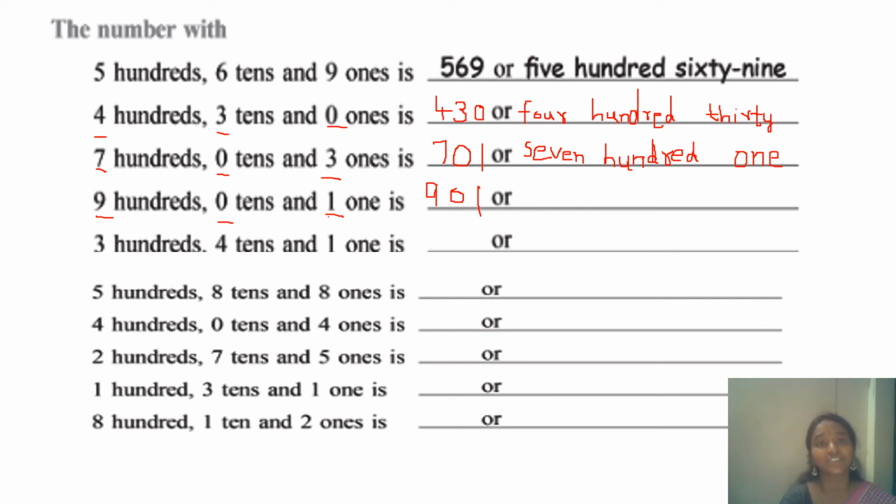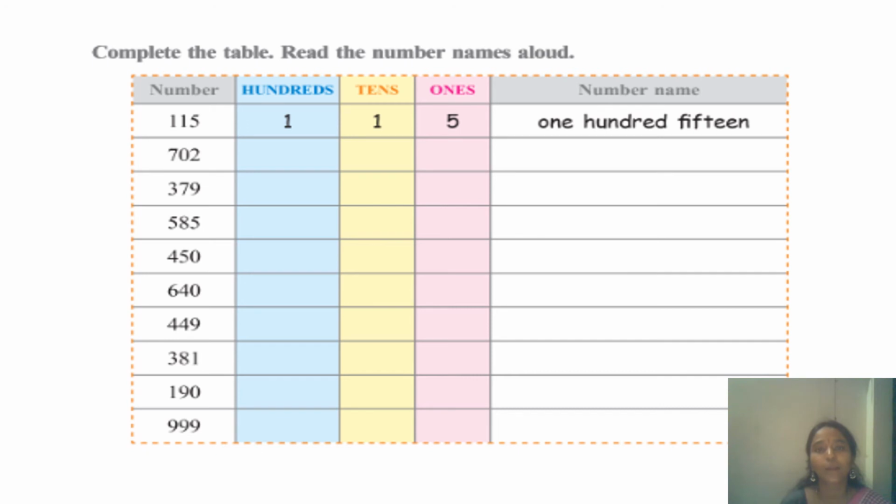names, and this is your assignment. You have to complete it and submit to me. Now you have to complete the table. Here you have to read the number names aloud. What is given here? The number is given for you. Under hundreds, tens and ones, you have to split the number and you have to write the number names also. First one is already done for you.